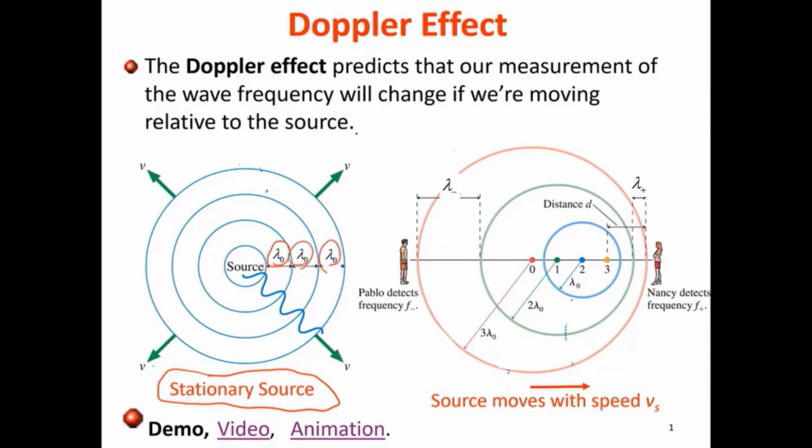In the image on the right, the source is moving with speed from left to right, and Nancy, who stands in front of the source as the source is approaching her, is going to experience wave crests which are bunched up closer together, and that will correspond to a higher frequency pitch that she hears. The reason they bunch up is that the source is catching up to the previously emitted waves as it moves in the forward direction.